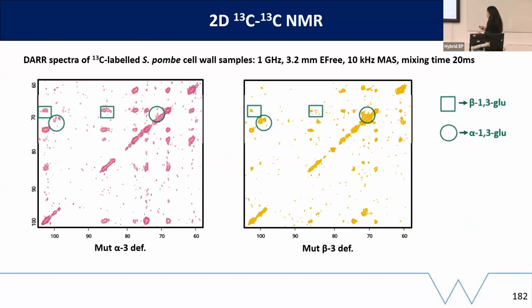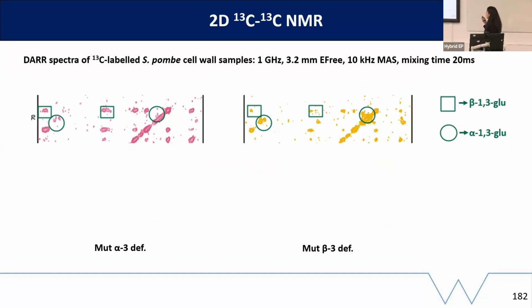And we then try to compare both the mutants to see if the expected changes are observed in the two mutants or not. We do see the changes, like the box, which is showing the beta 1,3 glucan cross peaks. If we look at here, the cross peak intensity is decreasing in the beta 3 deficient mutant, which lacks this enzyme to produce the glucan. And the inverse is seen in the alpha 1,3 glucan cross peak, which is more in the beta 3 deficient mutant and less in the alpha 3 deficient mutant. So the mutations are showing the expected compositional variation in our sample.